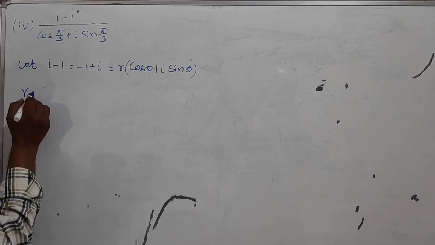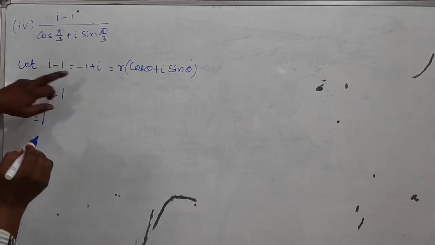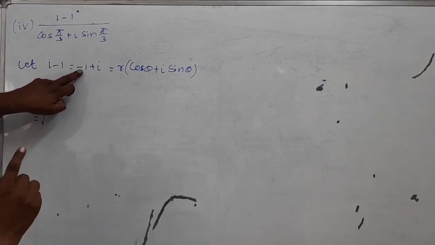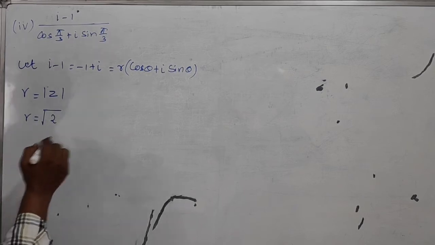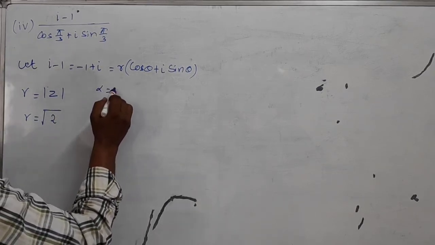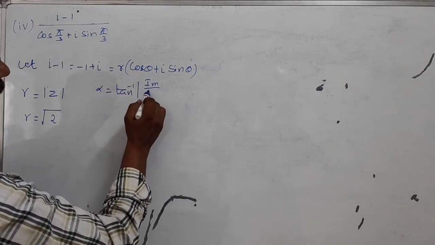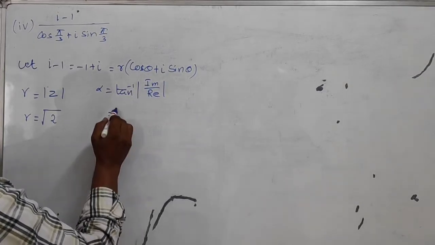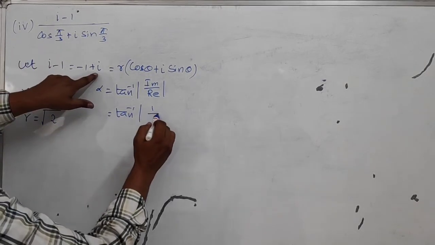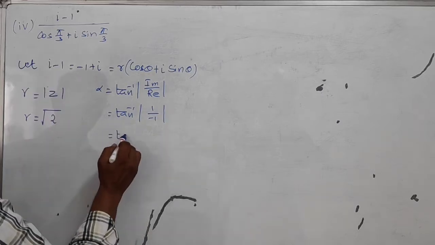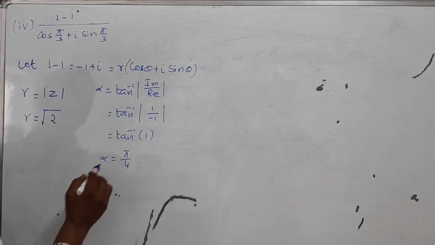Here we can find R, which is equal to modulus z, equal to root of real part squared plus imaginary part squared. Real part squared is minus 1 squared, which is 1. Imaginary part squared is 1. 1 squared plus 1 squared is 2. Therefore, R equals root 2. Now, after that, you have to find alpha. Alpha is equal to tan inverse of modulus of imaginary part by real part, which is tan inverse of 1 by minus 1, which is tan inverse of 1, which is pi by 4. Alpha is equal to pi by 4.